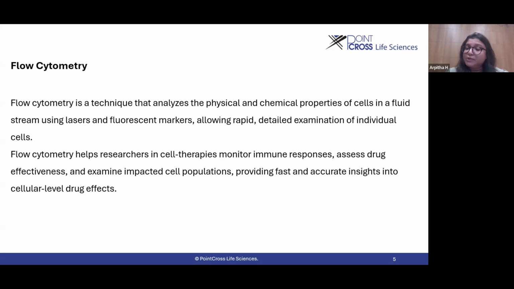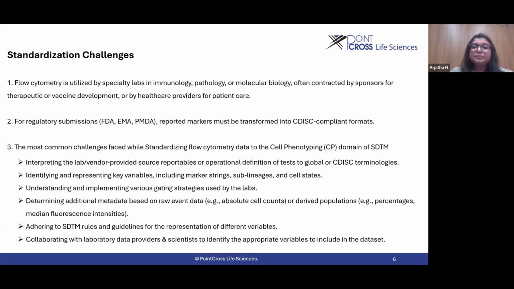It has been majorly used by the pharmaceutical industry, specifically during drug development, vaccine development, and majorly in cell-based therapies to monitor the immune responses, the drug effectiveness, and examine the impacted cell populations. As this assay is being widely used, it has to be submitted to regulatory standards. For regulatory submissions to FDA, EMA, or PMDA, the flow cytometry data has to be transformed to CDISC compliant formats, where the markers and the measurements are aligned and represented accurately as per the CDISC guidelines.